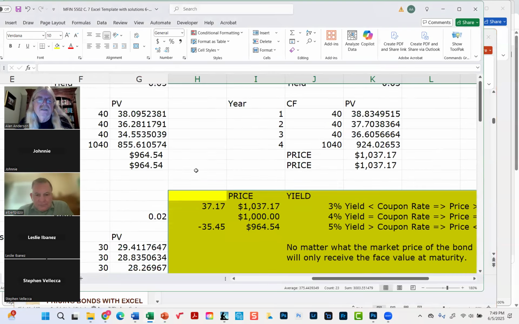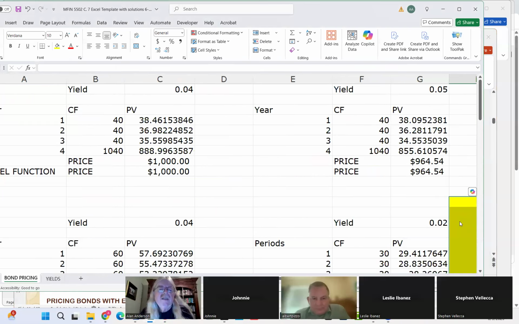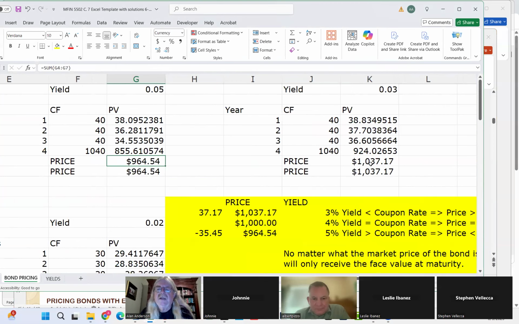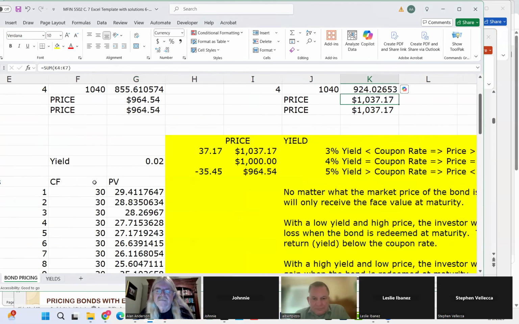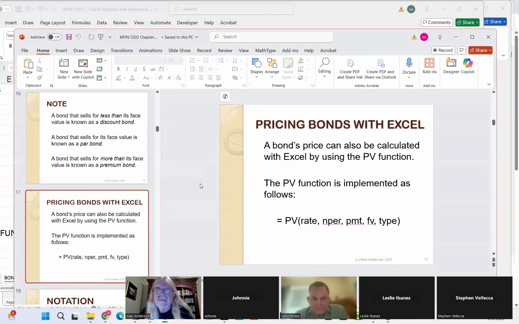So back here in these examples, this is a par bond, this is a discount bond, and this is a premium bond. It's just terminology. It's not that important.